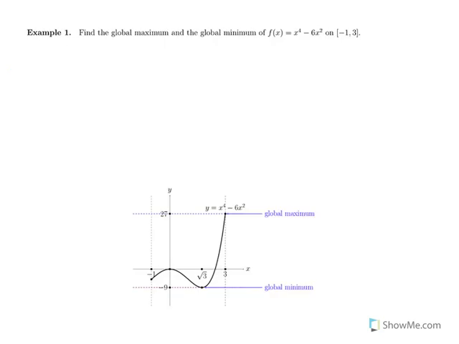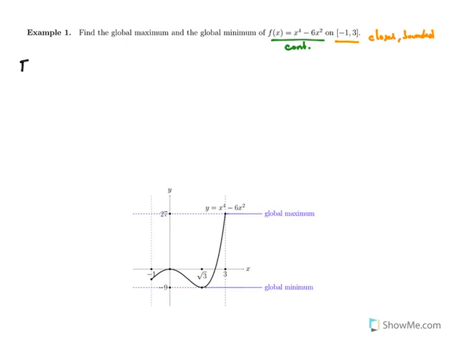So let's do an example. Find the global max and the global min of the function x to the fourth minus 6x squared on -1 to 3. Note that we have our closed and bounded domain. It looks like bracket a to bracket b, and we have a continuous function. And we need both of those things to use the extreme value theorem.